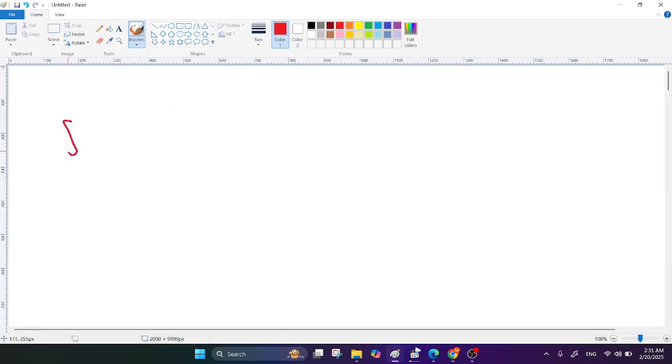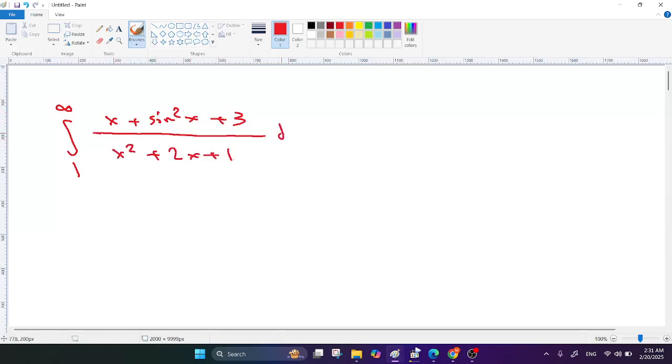So you have the integral from 1 to infinity of (x plus sine squared x plus 3) over (x squared plus 2x plus 1) dx, okay? Note here, x plus sine squared x plus 3 over x squared plus 2x plus 1. We'll use the comparison theorem. Let's use the comparison theorem.